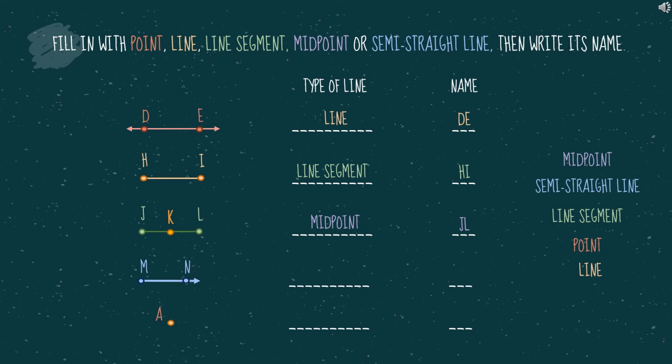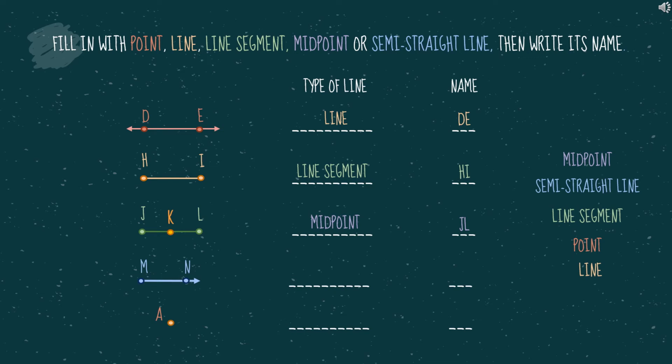Let's have a look at the third one. Can you see the line with JKL on it? What is this type of line? It is a midpoint. Can you see how K is directly in the middle of J and L? It leaves equal space on either side. So this is a midpoint.